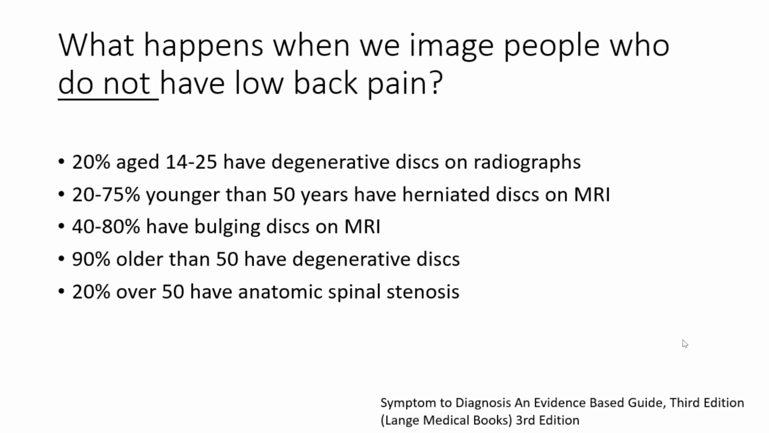We know there's a number of false positives with spine imaging in particular, but really all imaging has a lot of false positives associated with it. For example, 20% of those age 14 to 25 have degenerative discs on radiographs, and 20 to 75% under 50 have herniated discs on MRI, and you can see the remainder of the statistics here. So certainly false positives is a big problem.